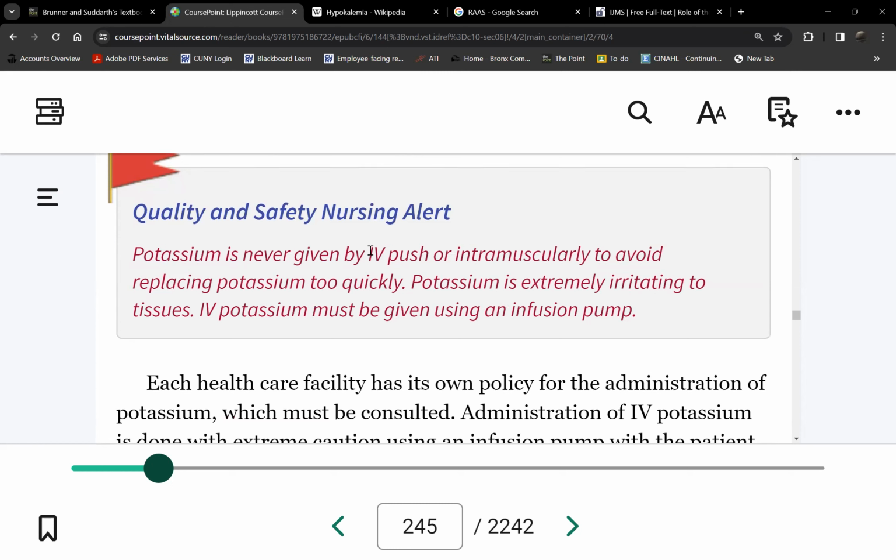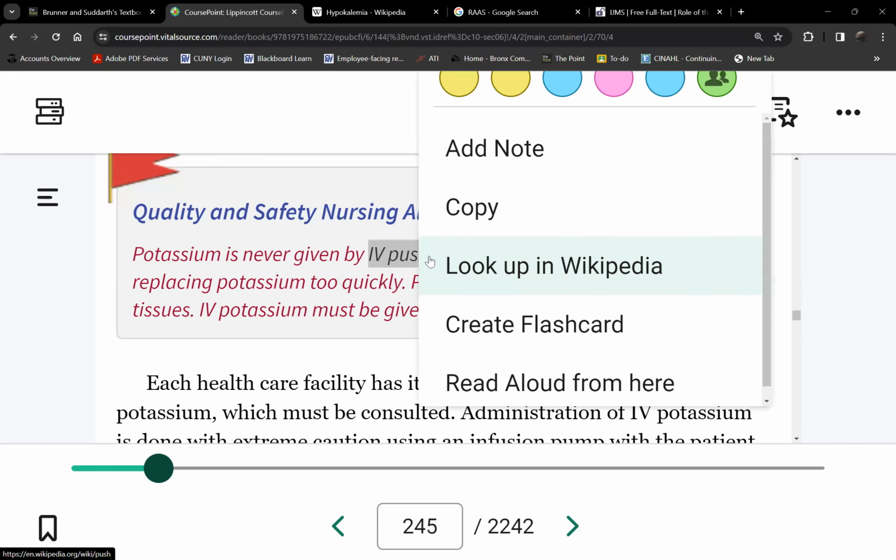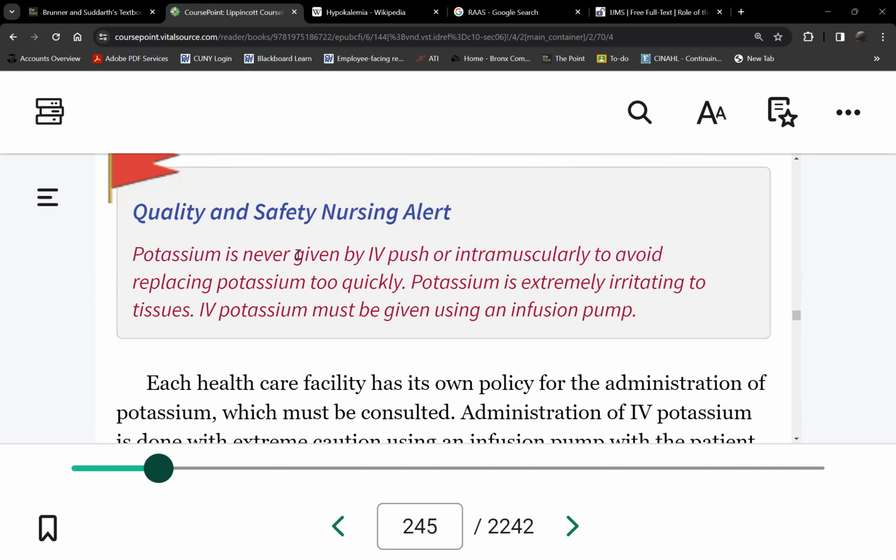Oh, another warning. You never give it IV push unless again you are working at some death row. But nurses don't do this, by the way. Only a doctor can give IV push potassium when they execute somebody. It's only a doctor. Nurses, it's against our ethics, because when we take the pledge, we say I pledge to kill inmates, right? You don't do that, right? So we don't do that. So only a doctor can do that.